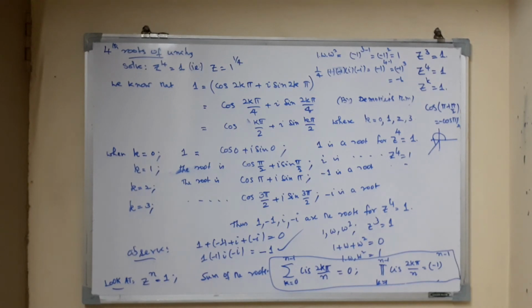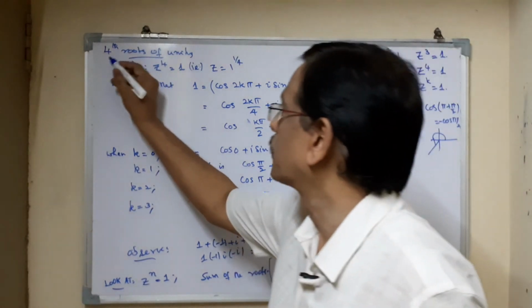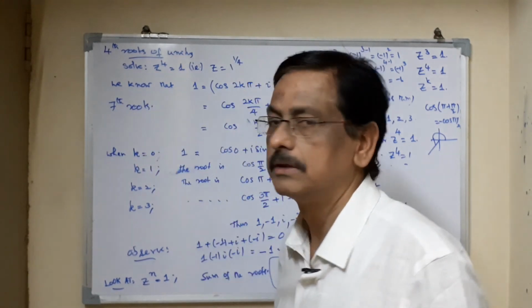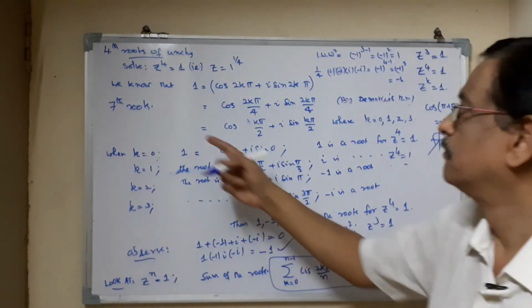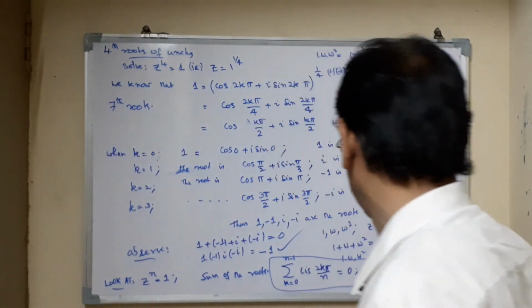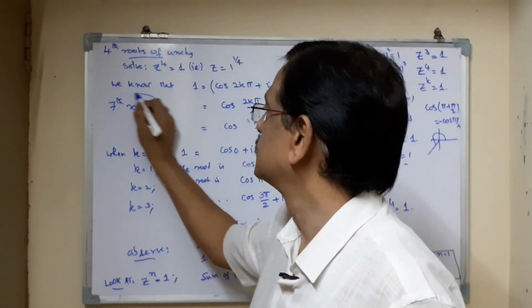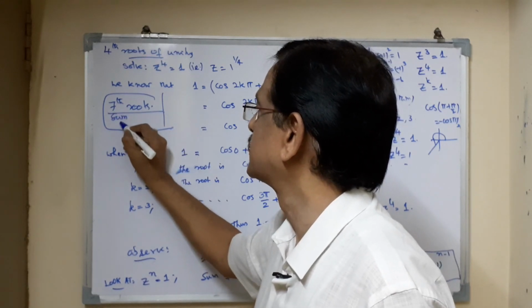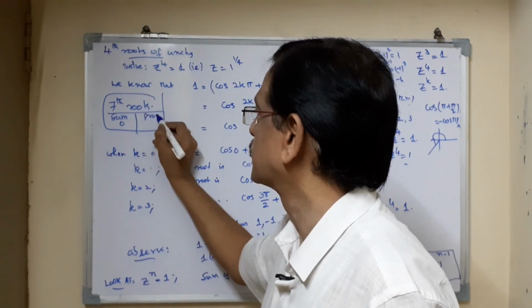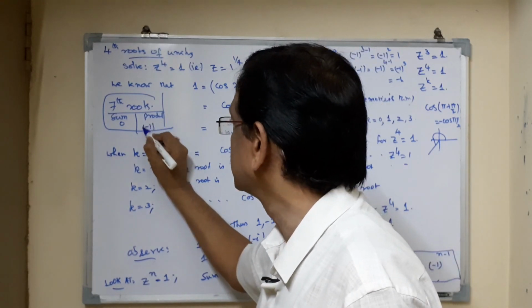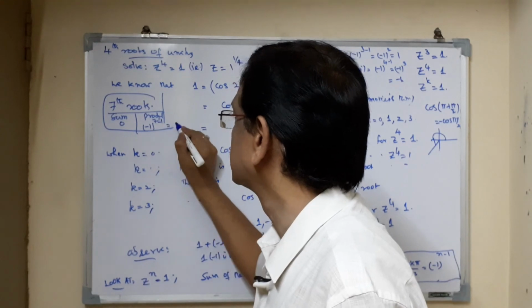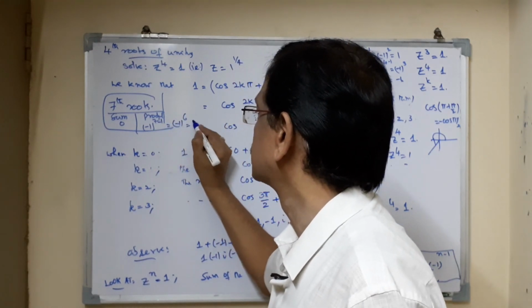In this way, the product of the 7th roots is very simple. The sum of the 7 roots is 0. What about the product? The product will be minus 1 whole power 7 minus 1, which is minus 1 whole power 6, which is plus 1.